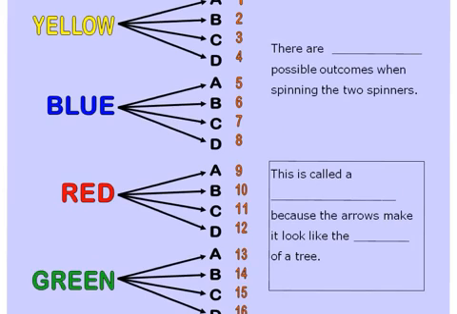So when we look at this tree diagram, we can see that there is a total of 16 outcomes. If you can see the numbers counting down the side, that last one is 16. And it's a total of outcomes when spinning the two spinners. This is called a tree diagram, because the arrows make it look like the roots of a tree if you turn it sideways.